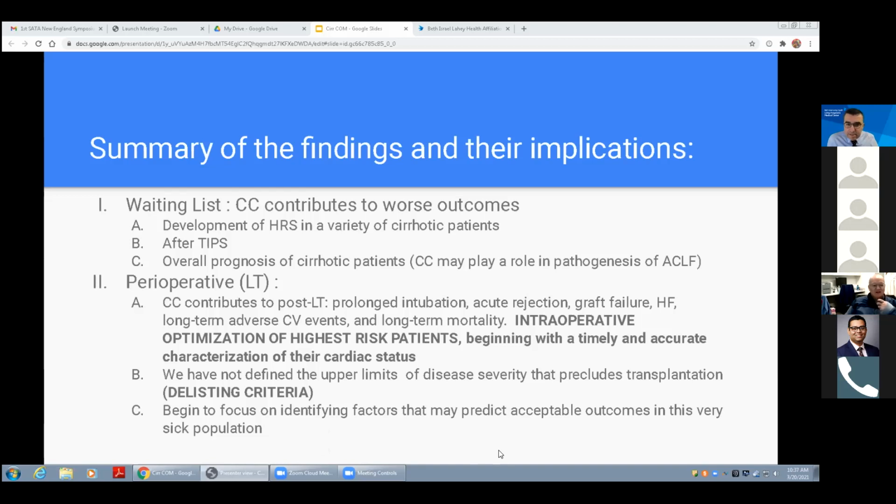I think that is the problem with cirrhotic cardiomyopathy. There are no criteria that say this guy is too sick to go on the list, right? Other than an EF less than 45%, we don't look at indices.